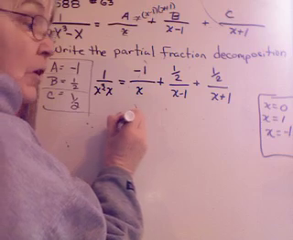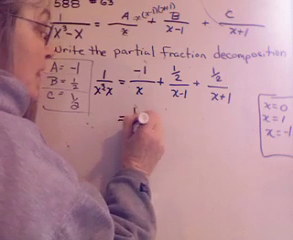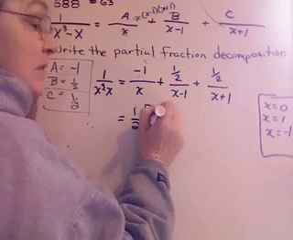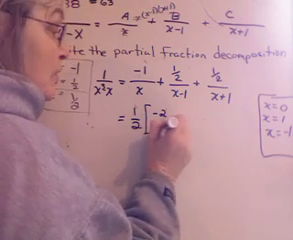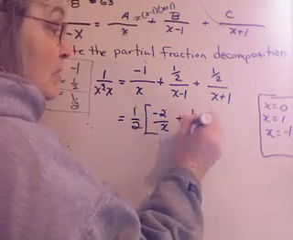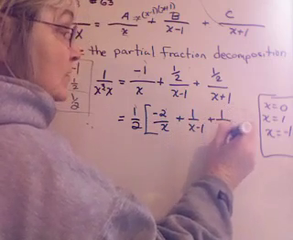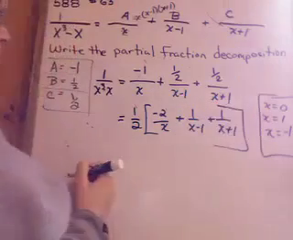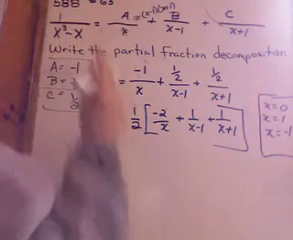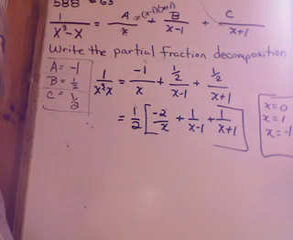So I'm going to call the final answer 1/2 times -2 over x plus 1 over x minus 1 plus 1 over x plus 1. And there you have the partial fraction decomposition, and we solved for a, b, and c. I'm sure you can do this.